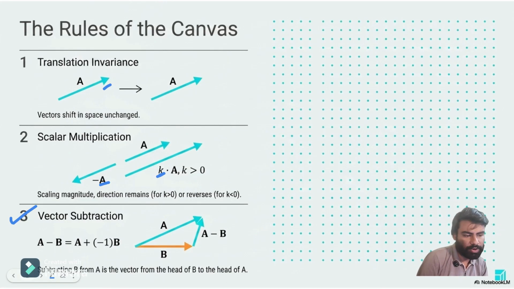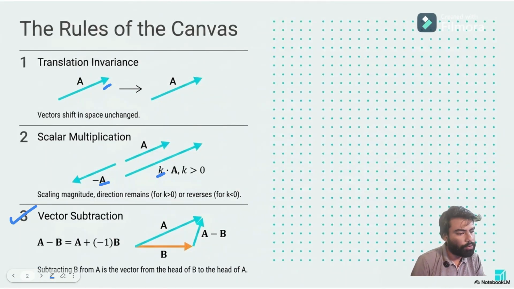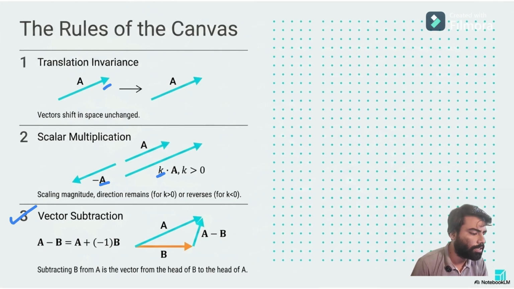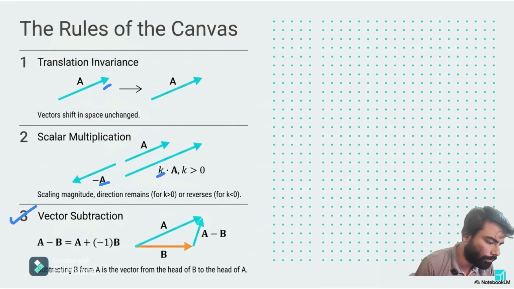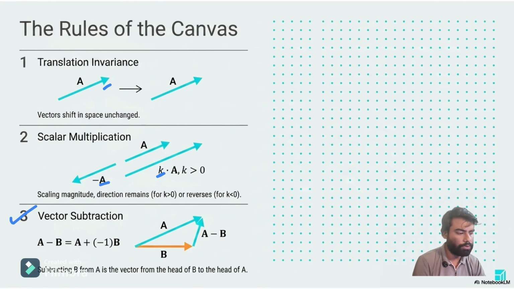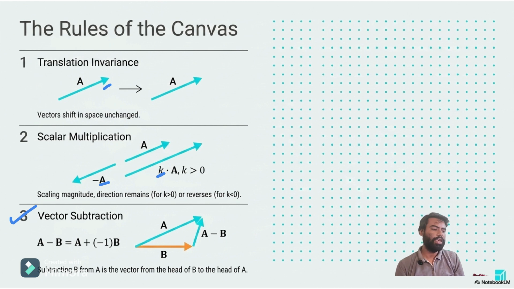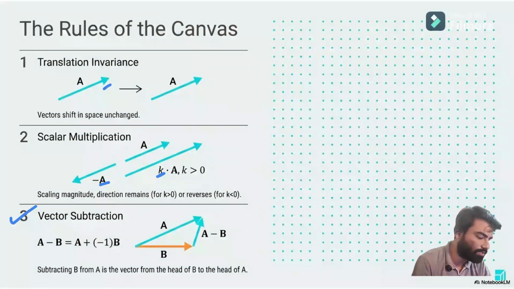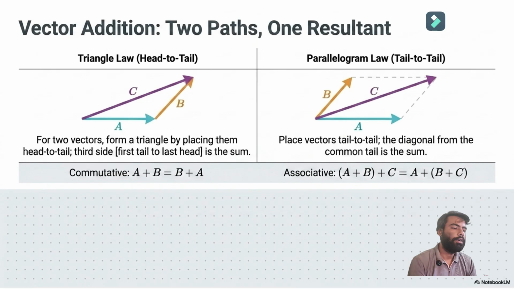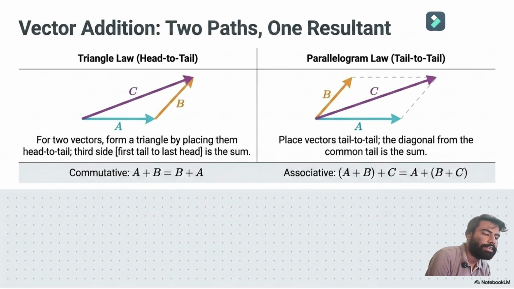You can now find the negative vector. How can you find the negative vector? A negative vector has the same magnitude but exactly the opposite direction. That is the negative vector. And if you understand the negative vector, you can easily find the vector subtraction as well. Okay, now vector addition.